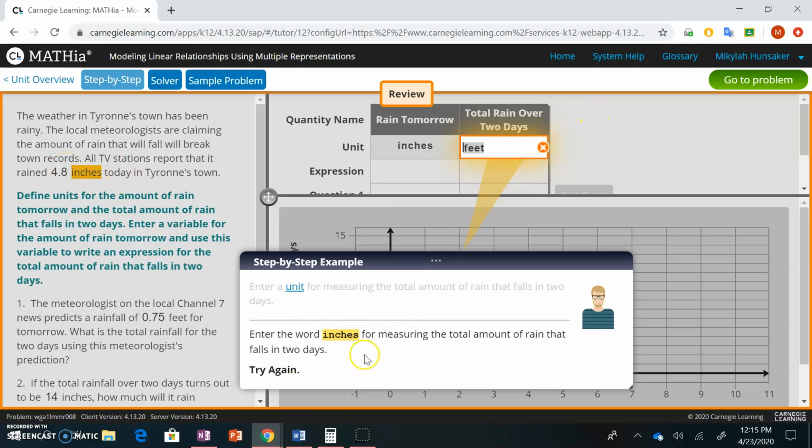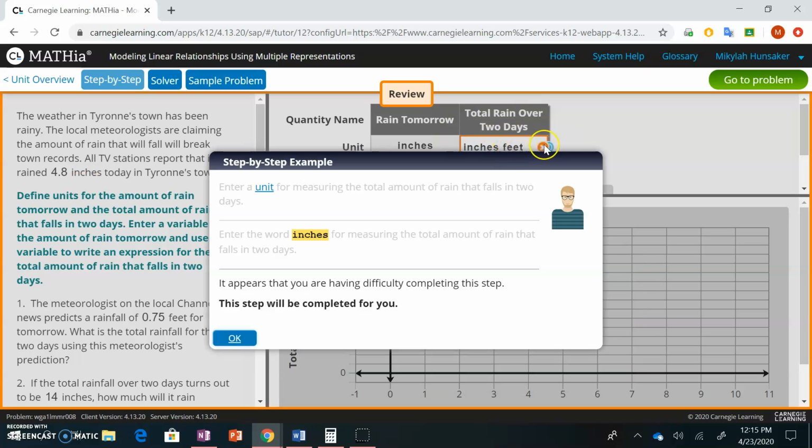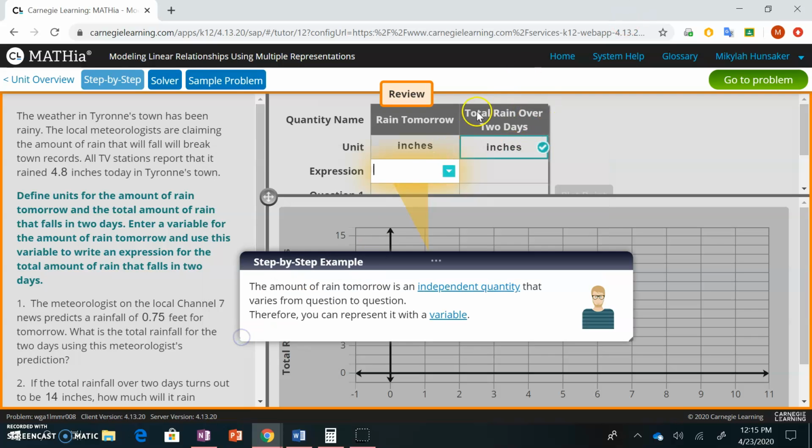Now you see the step-by-step problem tells you what to do, but when you're trying these problems out on your own, you're going to have to do them. For some reason, it's not letting me delete the feet. Let's see what happens here. Nope. And this is one thing that happens when you're in these step-by-step problems. If you make a couple of mistakes, they will do it for you. So I had trouble. It wouldn't let me delete the word feet for some reason. So it's just going to put in inches for me. But you now know to put inches in for both of them.